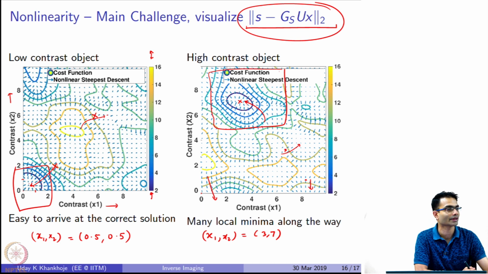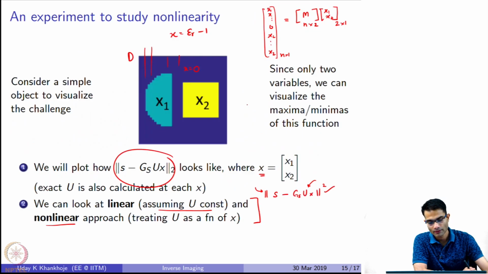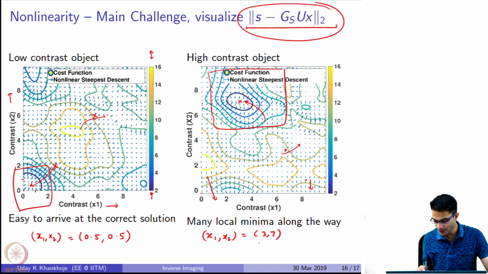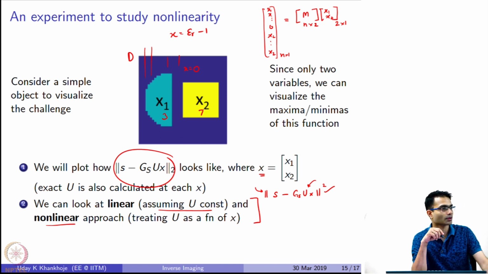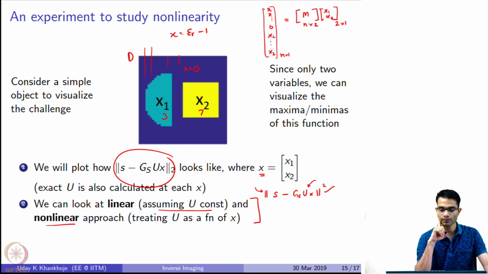Realistic tissues, realistic landmines and all, they will have high contrast, right. So that's why you have to live with this problem. One suggestion was made over here. For example, here we made 3 comma 7, right. So this was 3 and this was 7, and this was a challenging problem, right. Now this contrast was defined as epsilon r minus 1, right. Now that is a simplistic definition.